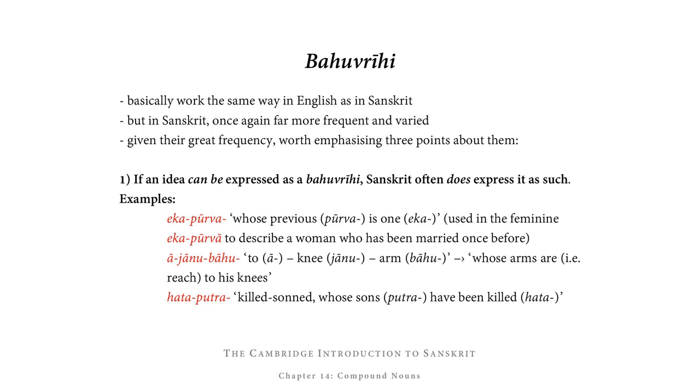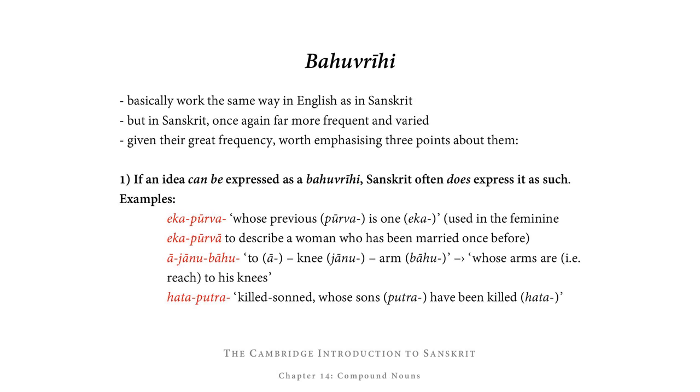Bahuvrihis basically work the same way in English as in Sanskrit, but in Sanskrit they are once again far more frequent and far more varied, and given their great frequency, it's actually worth emphasizing three points about them. First of all, if an idea can be expressed as a bahuvrihi, Sanskrit often does express it as such, which leads to words such as ekapurva, literally whose previous, purva, is one, eka, which is used in the feminine, ekapurva, to describe a woman who has been married once before.